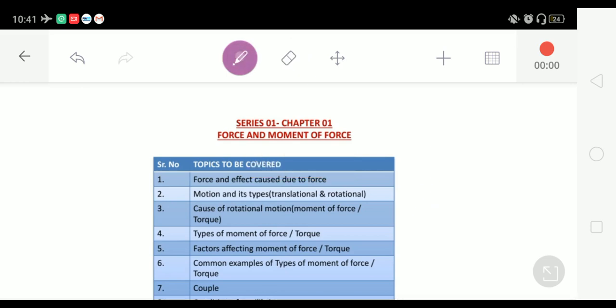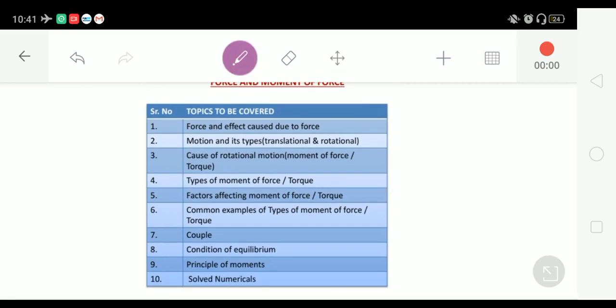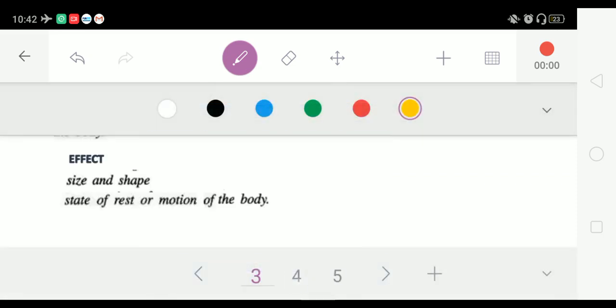What are these topics? The topics which we'll cover in this particular series will be: first, force and effect of force; then motion and its types; then causes of rotational motion, types of movement and force and its effect; factors affecting movement of force; various common examples related to the movement of force; couple; condition of equilibrium; principle of movements; and we'll also cover some solved numericals. Okay class, so let's begin now.